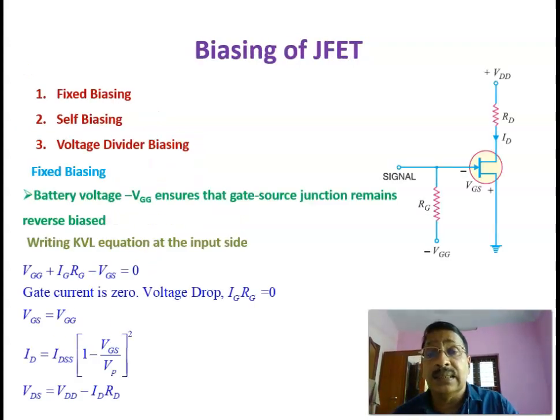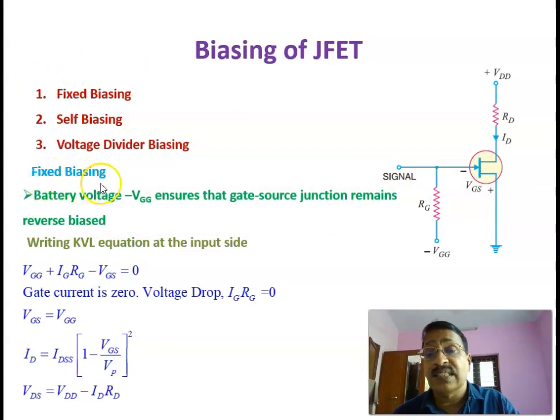Next is the biasing of JFET. What are the different biasing methods of junction field effect transistor? As we have seen in the case of a bipolar junction transistor, here also different methods are there. One we call fixed biasing. Second is called self biasing. Third one is called voltage divider biasing. These are the three methods of biasing the JFET.